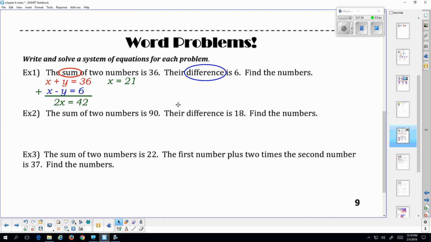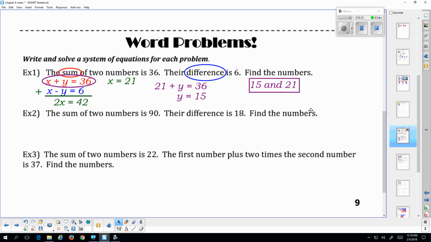Now I need to find another number. So I'm going to use the first equation, just because. You can use the second equation if you want. And I'm going to plug in x. I'm going to plug in 21 for x. And what's y have to be then in order for this to work out? You subtract 21 from both sides. Y is 15. So my two numbers are 15 and 21.